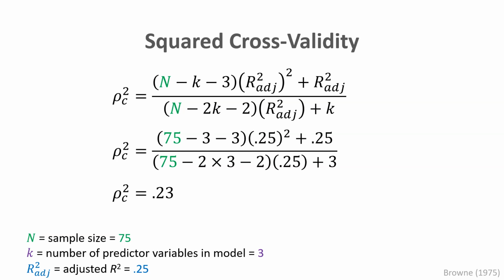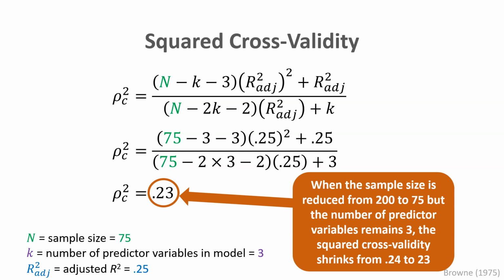Now imagine that we keep the number of predictor variables the same at 3, and then we decrease the sample size from 200 to 75. And we'll see what happens in terms of how reducing the sample size further reduces our squared cross-validity. And so here you can see that the cross-validity shrinks from 0.24 when our sample size was equal to 200 to 0.23 when it's equal to 75, but the number of predictor variables remains constant.